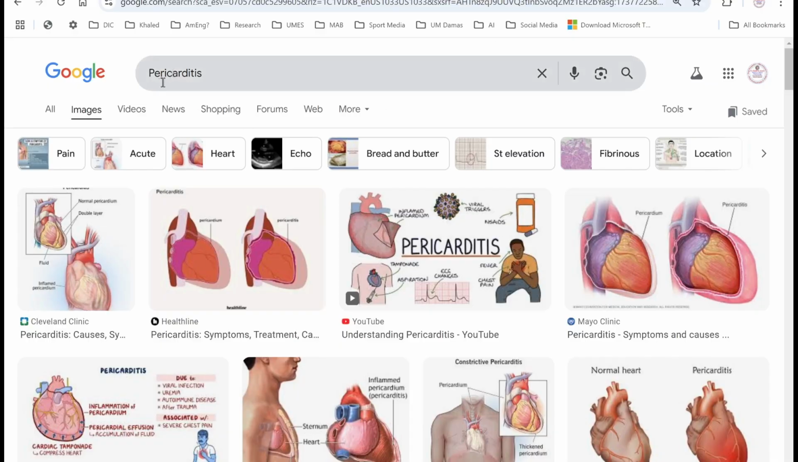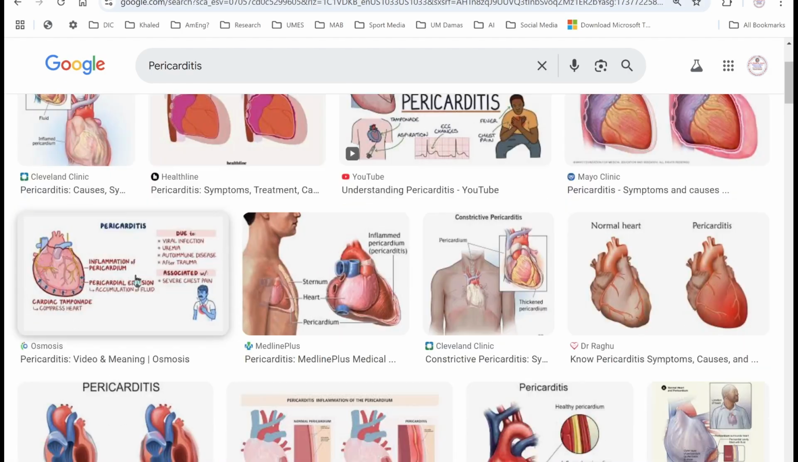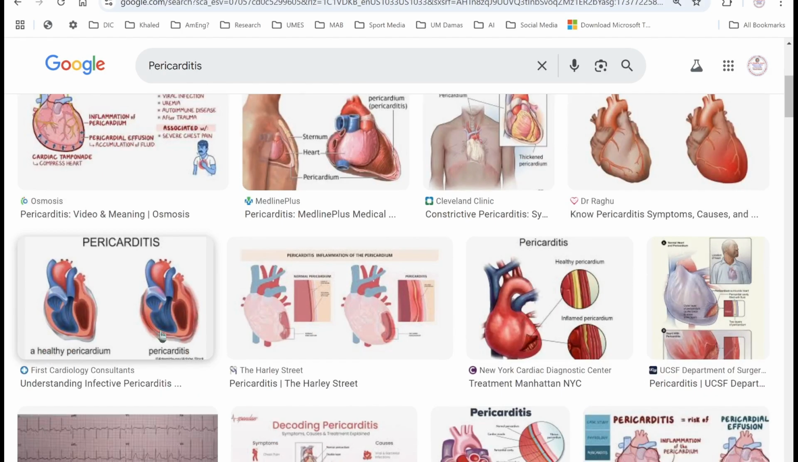Okay, pericarditis. Here you can see the membranes surrounding the heart suffering from inflammation. So inflammation of the membrane surrounding the heart is pericarditis. Again, this is another membrane around the heart, pericarditis. So we are talking about the sac or membrane around the heart suffering from inflammation, pericarditis.